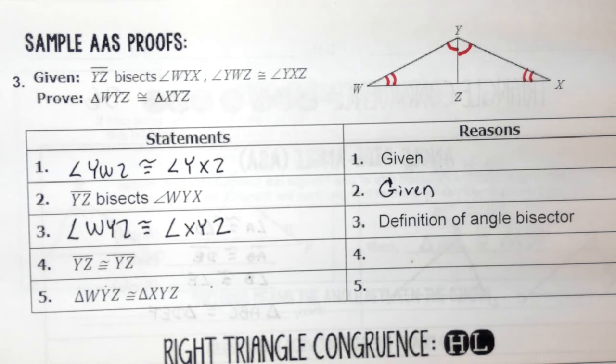Line 4, YZ is congruent to YZ. Bryce, what you gonna put there? Don't talk to him. I heard you. Leave him alone.